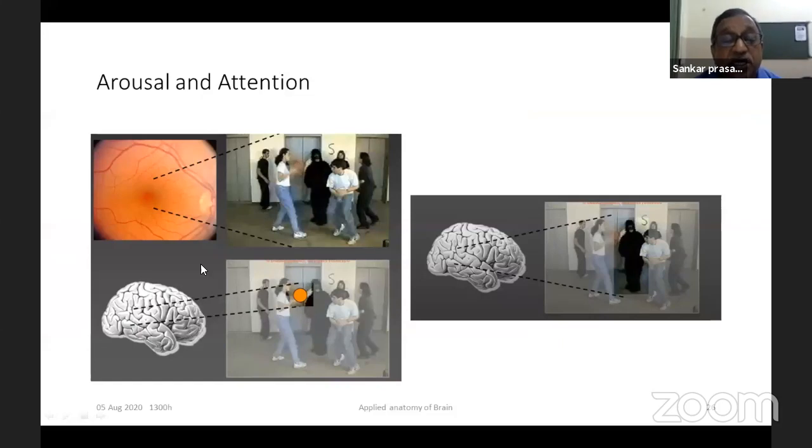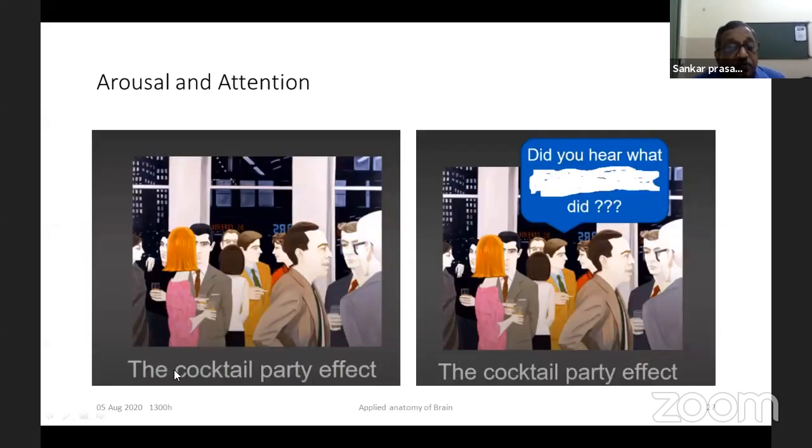If you are asked to look at this group of individuals and identify the ball, you or I will be concentrating only on that, and will not notice the man who is here and who did a dance and disappeared. You are only counting the ball, that is a basketball. But if you are asked to look at any person, then you will shift your attention. That attention shifting is like the cocktail party effect.